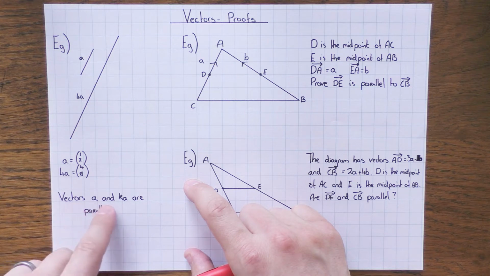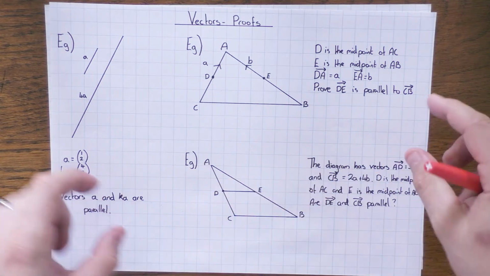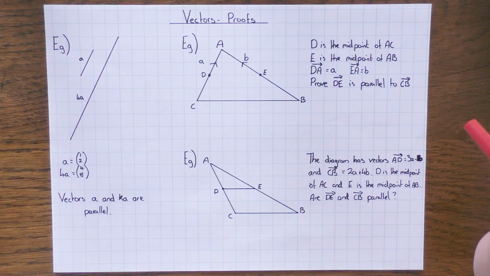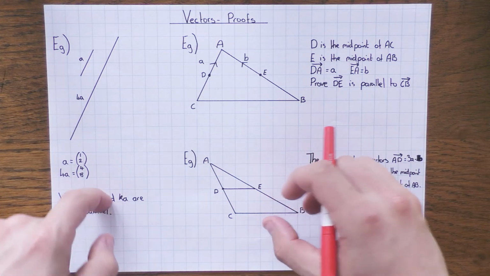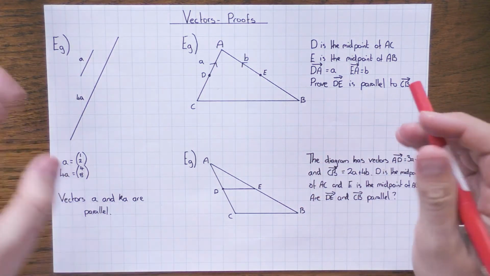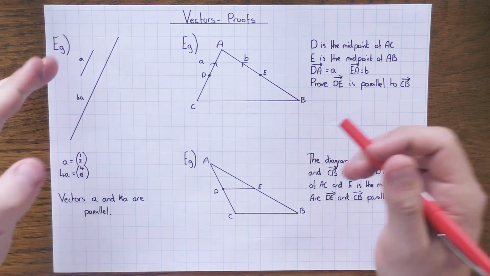So we say that vector A and KA are parallel if we have A and it's just got a scale factor K, where K is just a number or a fraction or something. So that's what we're going to do. We're going to try and prove lines are parallel by showing that they have a scale factor and therefore must be parallel. Later on, when we have a look at straight lines, we'll do exactly the same thing.